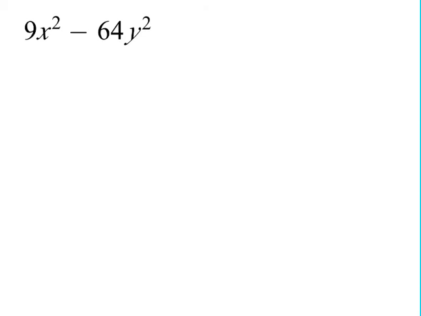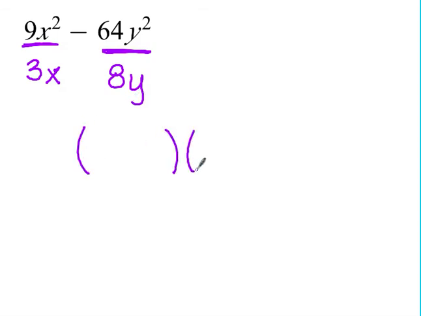Okay, let's look at this. 9x squared. What is squared to give me 9? 3. What is squared to give me x squared? X. Okay. Now 64y squared. What is squared to give me 64? 8. What is squared to give me y squared? Y.